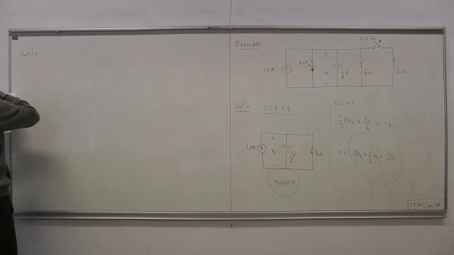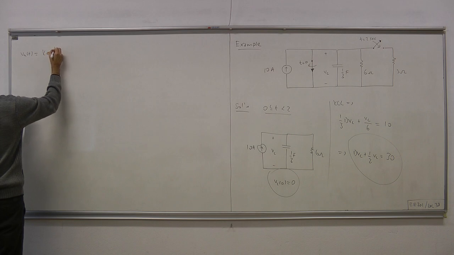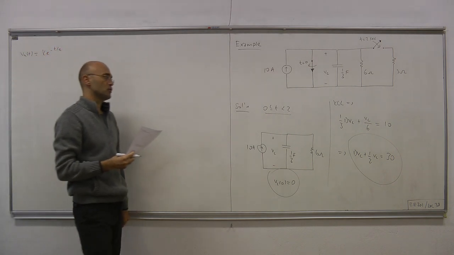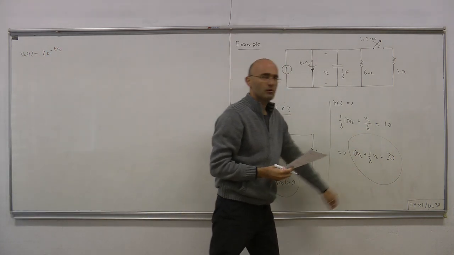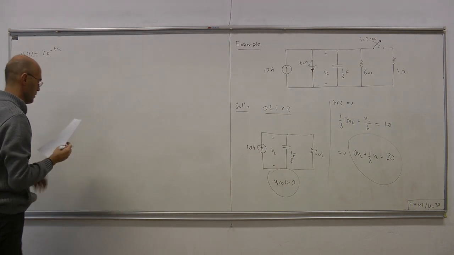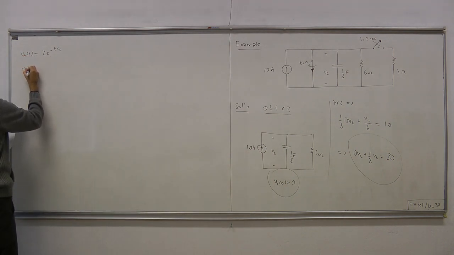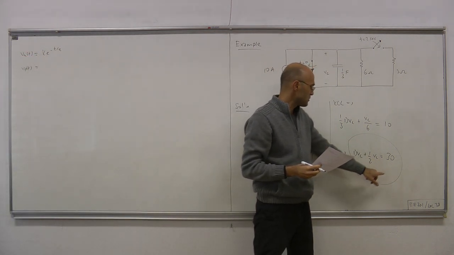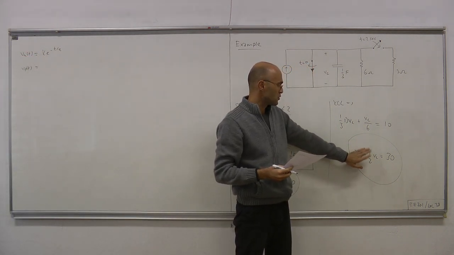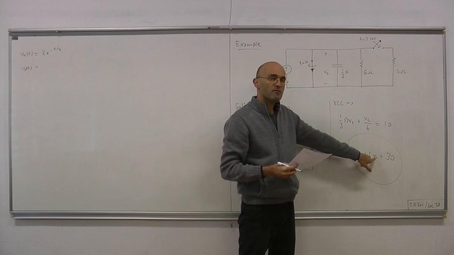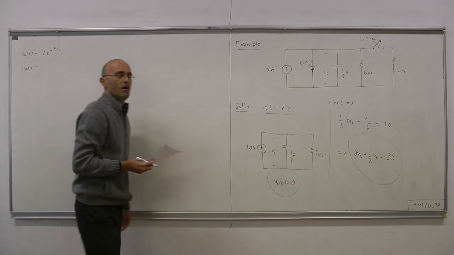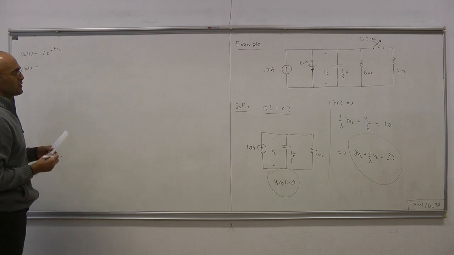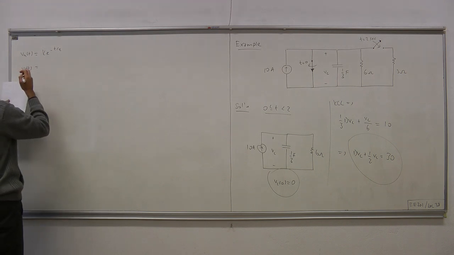V homogeneous of t is K e to the minus t over 2. That we get from the differential equation. And V particular: the right hand side is constant, so plug in a constant here. The derivative goes away, so 1/2 times V particular equals 30, or V particular is 60.